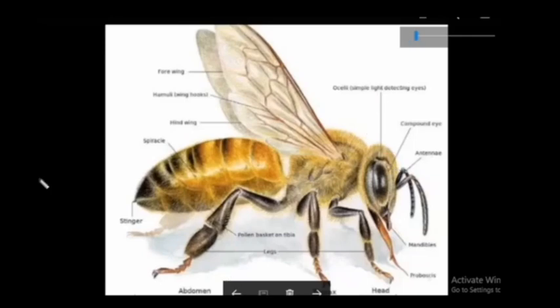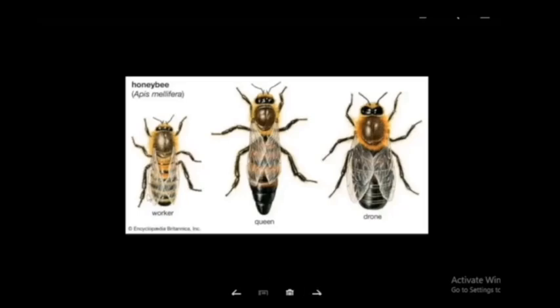So these are parts of the honeybee. Here I have the castes of the honeybee. This is the drone, which I refer to as the reproductive male that is made from unfertilized egg.